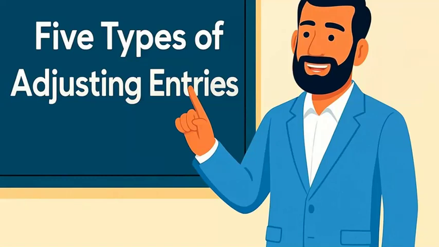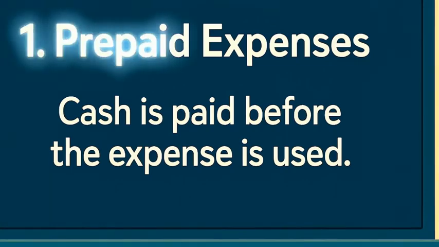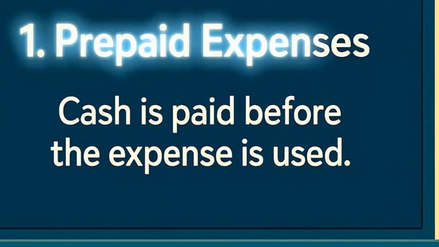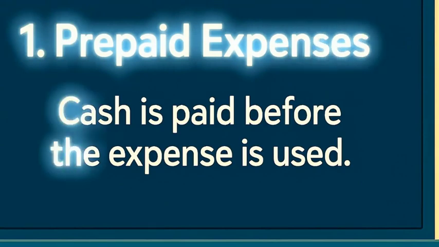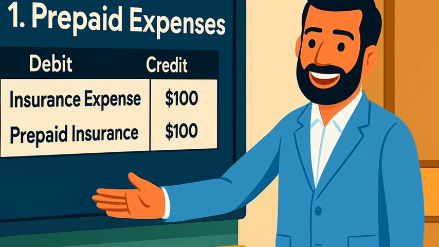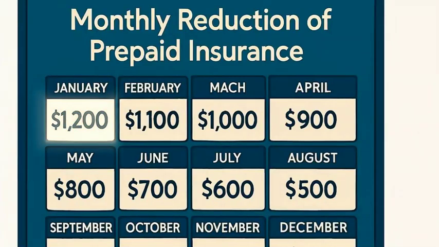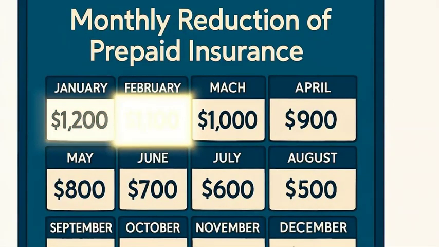Let's go through each. First, prepaid expense, when cash is paid before the expense is used. Example: paying $200 for 1 year of insurance. Each month, we recognize 1/12 as an expense. Debit insurance expense $100, credit prepaid insurance $100.